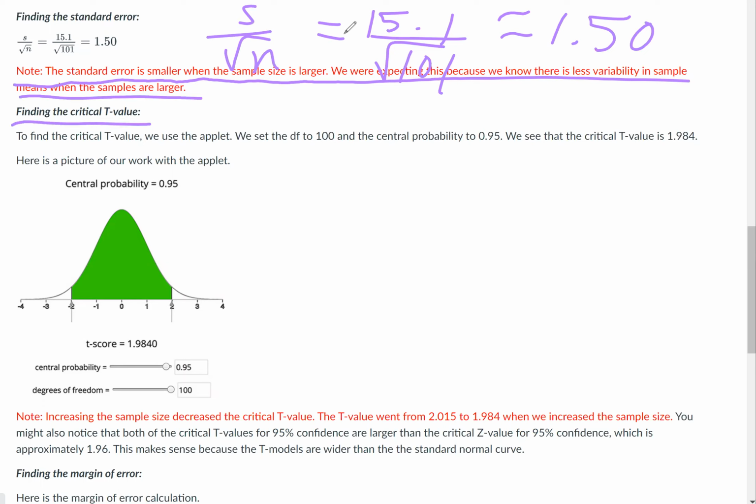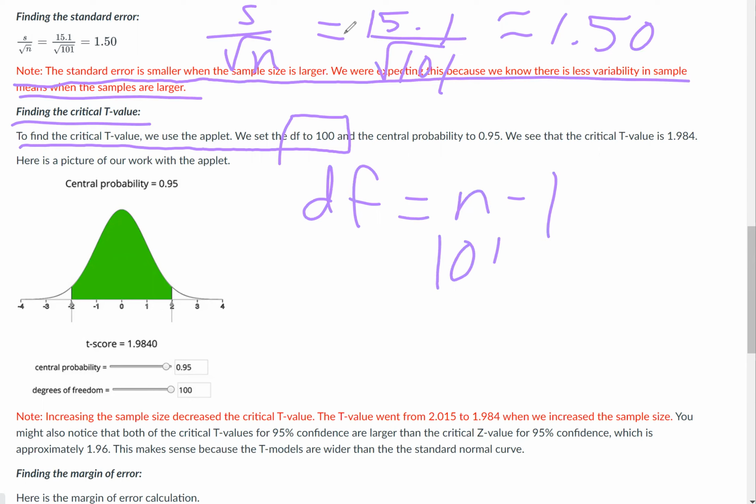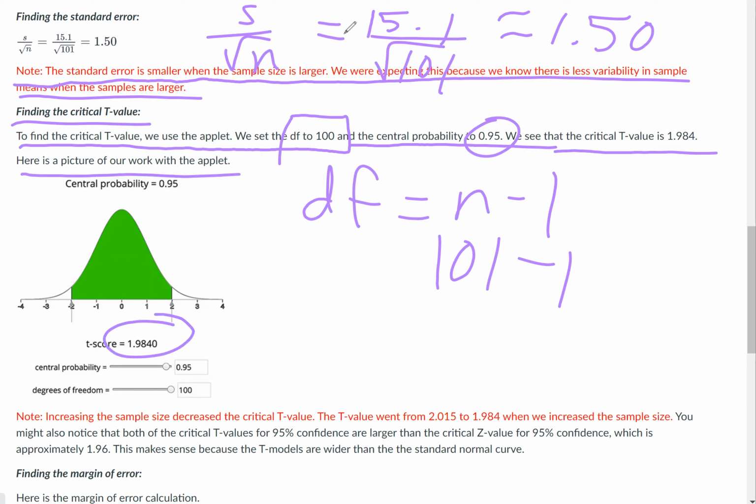Finding the critical t value now. To find the critical t value, we use the applet. We set degrees of freedom to 100, because like we said, degrees of freedom is n minus 1, so in this case, 101 minus 1. And the central probability, we said we want 95% confidence, so it's 0.95. We see that the critical t value is 1.984 using the applet. Here's a picture of our work in the applet.